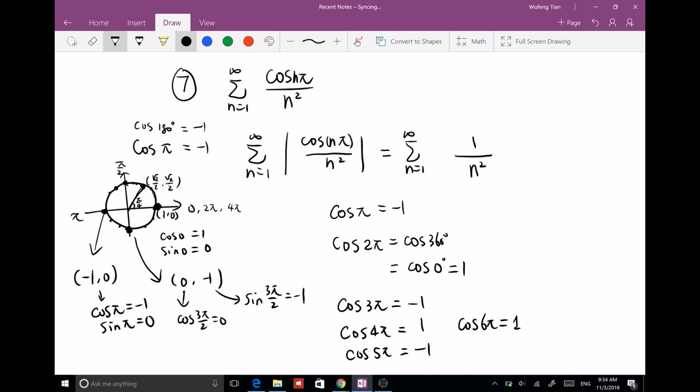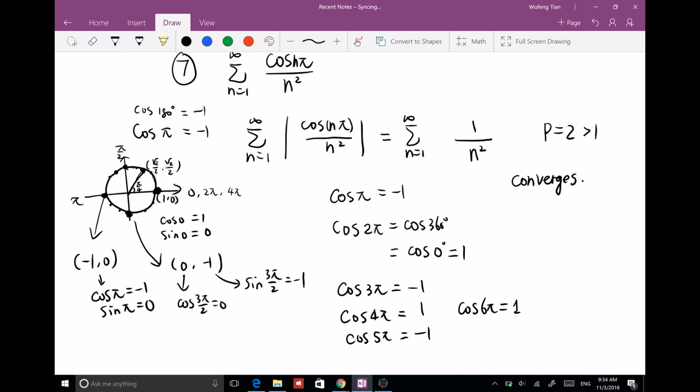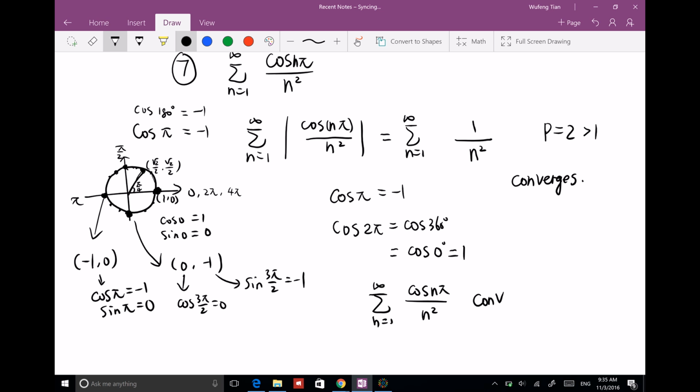So now, Nicholas, I continue to ask you, does this series converge or diverge? Well, it's a p-series and p is greater than 1, so it converges. Very good. Perfect. You did a very good job. So now we got this one converges. Then the whole series converges absolutely. The sum from n equals 1 to infinity of cosine n pi over n squared converges absolutely.